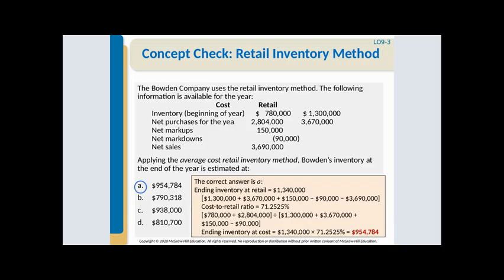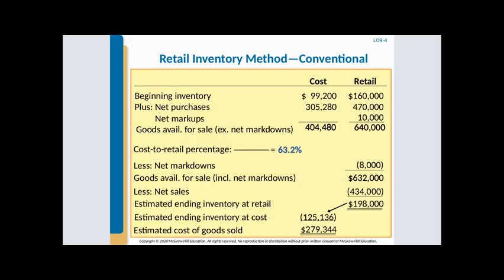So that's the average cost method. So retail inventory method, average. And then we also have conventional. With the conventional, we're only including net markups, but we're not including net markdowns in the calculation of our ratio. And so the net markdowns, we do take those into consideration, but after calculating the ratio.